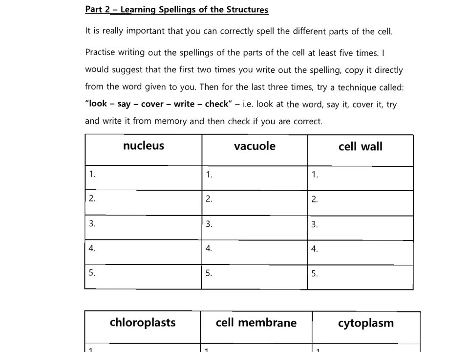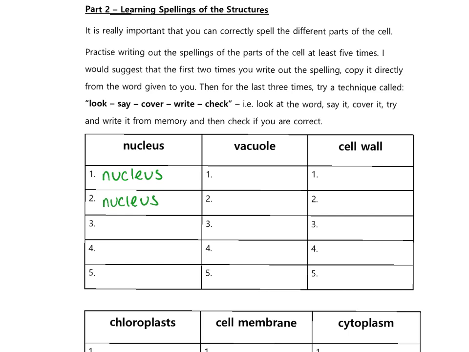So what I've suggested is that the first time you just copy them directly. So for example, for nucleus, you would just be copying out nucleus, practicing it again underneath. And then what I want you to do is to try a method called look, say, cover, write, check. For example, what that means is look at the word, say it out loud, cover it, write it, and then check it, okay? And see, can you do that correctly?